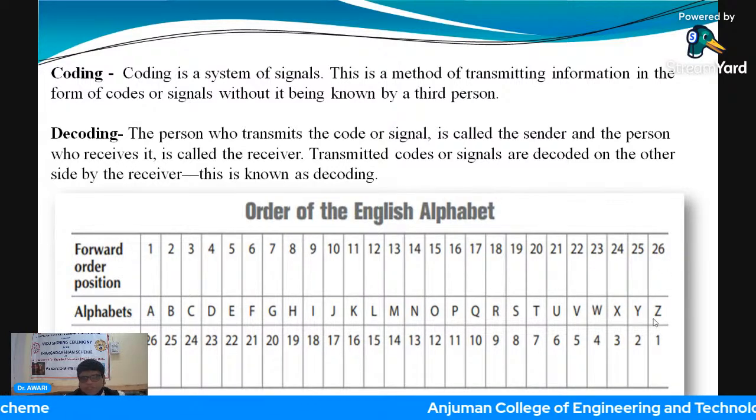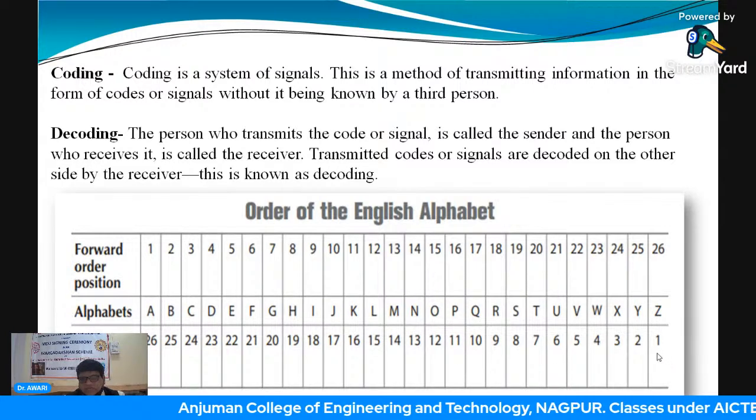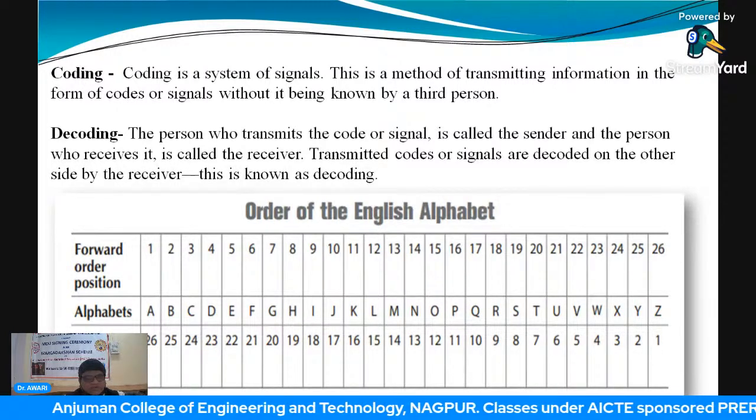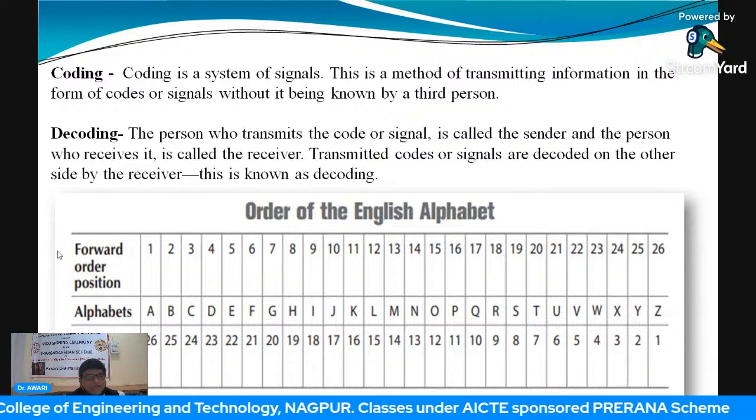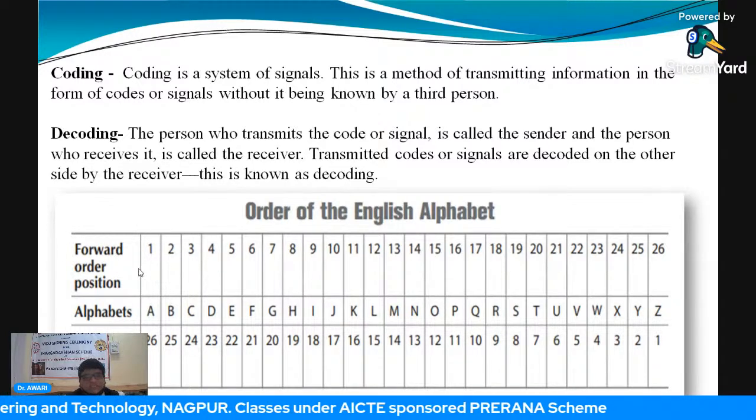So A, B, C, D up to Z. Backward order position is also written: 1, 2, 3, 4, 5, 6, 7, 8, 9 up to 26. So this rough calculation you have to do immediately for solving such kind of coding problems.